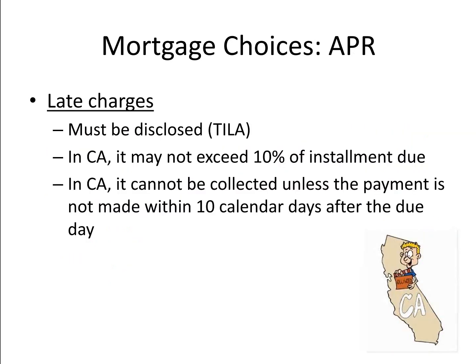Late charges must be disclosed by the Truth in Lending Act. In California, it cannot exceed 10% of the installment due, and it cannot be collected unless the payment is not made within 10 calendar days after the due date.